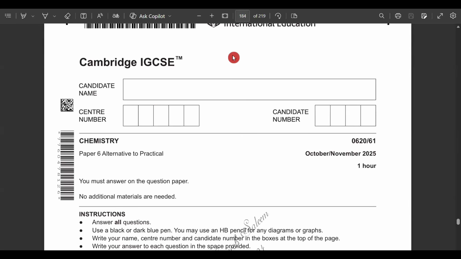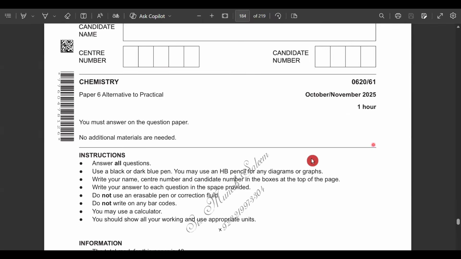Today we will start with the paper of 2025 October November and first variant paper 6-1.